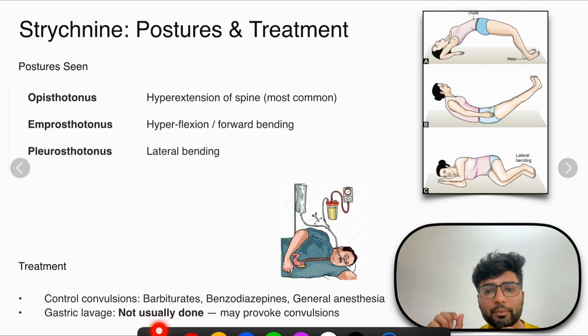This was just a simple reason, right? The detailed reasons I am not covering here. It will take a lot of time. So you can think like this, that muscles are already in an excited state. You cannot provoke them more. So don't do gastric lavage in strychnine poisoning.